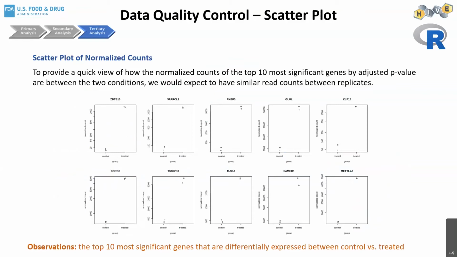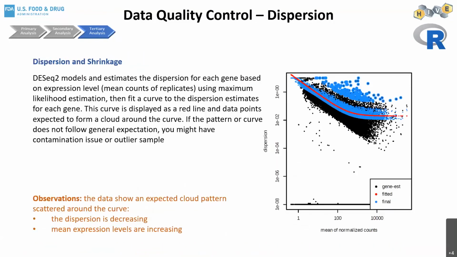The scatter plot of normalized counts is a quick view of how the normalized counts of the top 10 most significant genes, by the adjusted p-value, compare between the two conditions. We expect them to have similar read counts between replicates. And for these top 10 genes, yes, we see that the control and the treated are all together, which is something that we expect. If not, we may not have a lot of genes that are up or down regulated. So the observation is that yes, the top 10 most significant genes are differentially expressed between control versus treated.